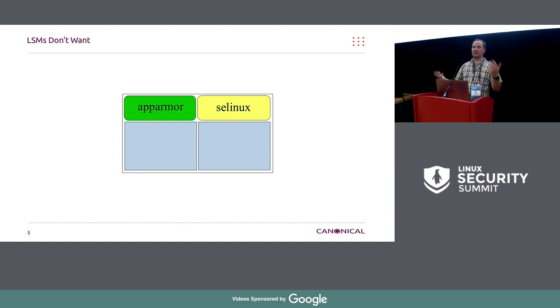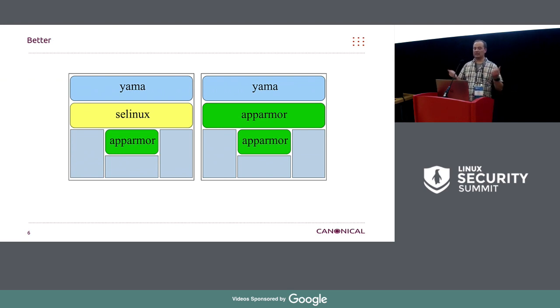Containers, when they use namespacing, it kind of looks like this. You're imagining, oh, I've got a container here with AppArmor, I've got a container here with SELinux. LSMs really don't want that. They want something more like this. We've got SELinux at the root or whatever on the host, and then the container can have something else. That's fine.